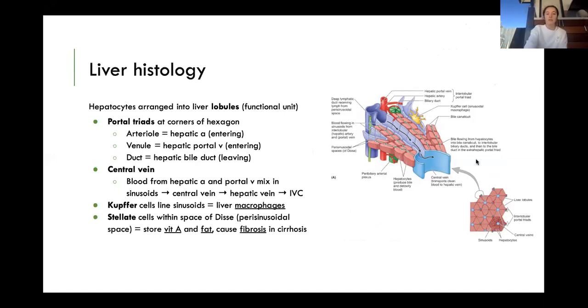And then lining the sinusoid, you also have your Kupffer and stellate cells, and the Kupffer cells are just like liver macrophages, and the stellate cells are important because they produce fibrosis when you get liver cirrhosis.